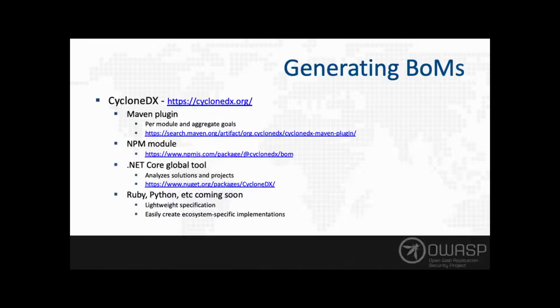So generating a BOM is really simple. You basically start with something that's native to your ecosystem: Maven, NPM, there's a .NET Core module, and there are other things in development. The specification is really super simple to understand. You could probably create something for Ruby or Python in a few hours, actually have something of production quality within a day, maybe 2 if you're slow. But it's really, really simple to get started.